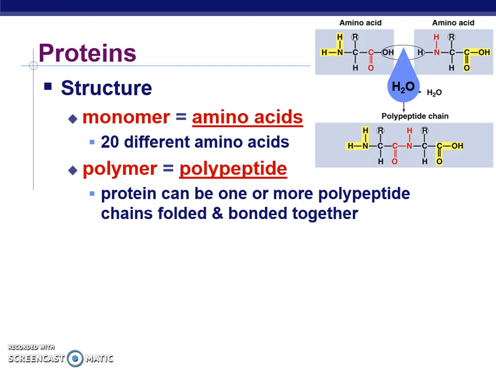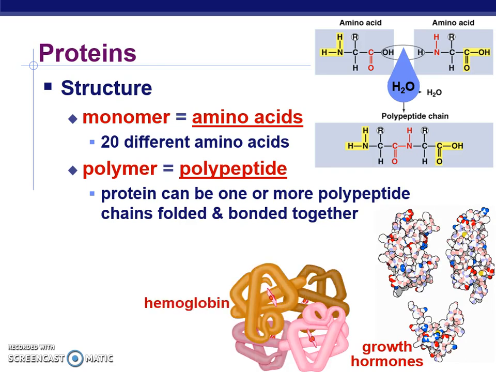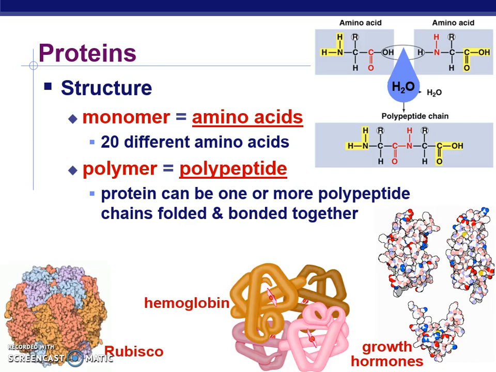Proteins can actually be made up of multiple polypeptide chains, so some of them are just one polypeptide that gets folded in on itself, but there's others that actually need to have multiple polypeptide chains come together to make them function. And here you can see some examples of different proteins, and they're all kind of folded in on themselves. So here you have some growth hormones, here you have hemoglobin, we'll see this guy a bunch today, and this has 4 different polypeptide chains coming together, and here's RuBisCO.